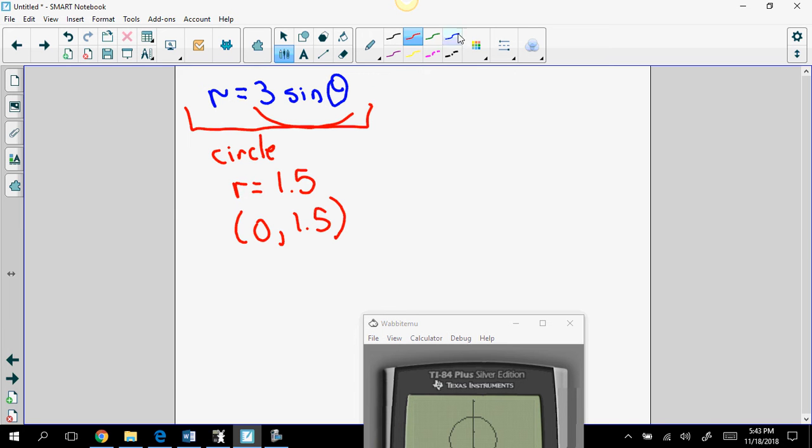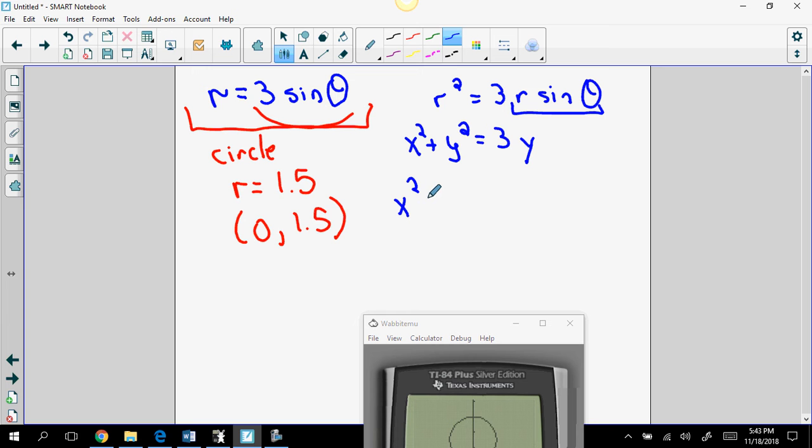But here's what I wish. I wish there was an r there. Because r sine theta is y. So let's multiply both sides by r. Now r squared is x squared plus y squared equals 3y. Whoa. I still like this equation better.